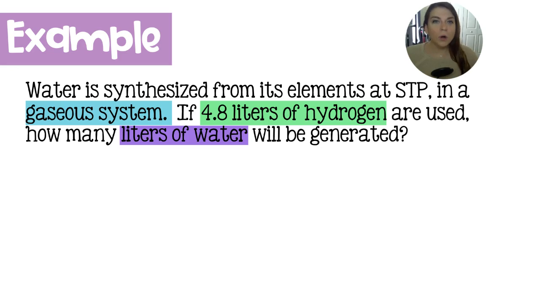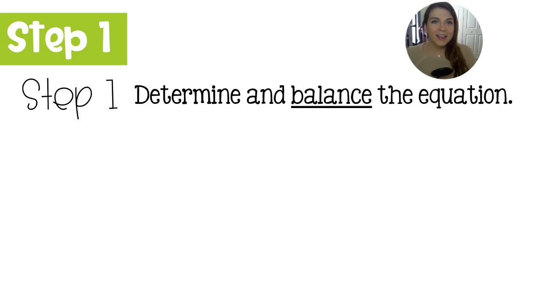We're going to walk through one sample problem. Our question is, water is synthesized from its elements at standard temperature and pressure in a gas system. If 4.8 liters of hydrogen are used, how many liters of water will be generated? Steps here are going to be the same as any other stoichiometry problem, but how you carry out those steps are going to be a little bit different.